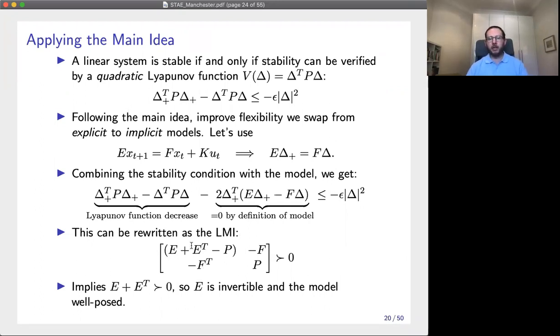It can be fairly easily shown that this is a necessary and sufficient condition for a linear system to be stable. Furthermore, if we look at the bottom right corner, we see that P is positive definite. And then since P is positive definite, the top left corner means that E plus E transpose is positive definite. And this further implies that E is invertible. So we can get back our explicit model just by setting A equals E inverse F. So this LMI, linear matrix inequality, actually encapsulates both our stability constraint and our well-posedness constraint, that E is invertible, in one inequality.